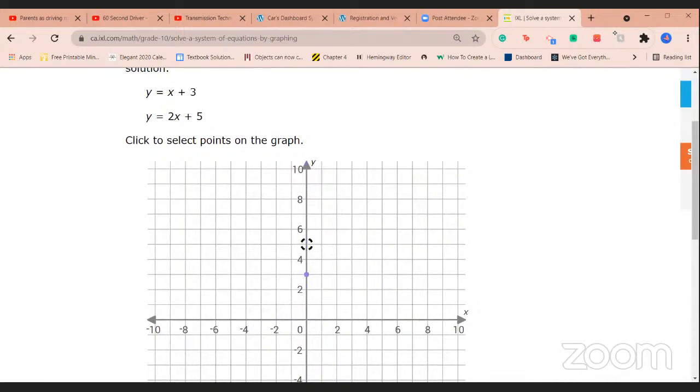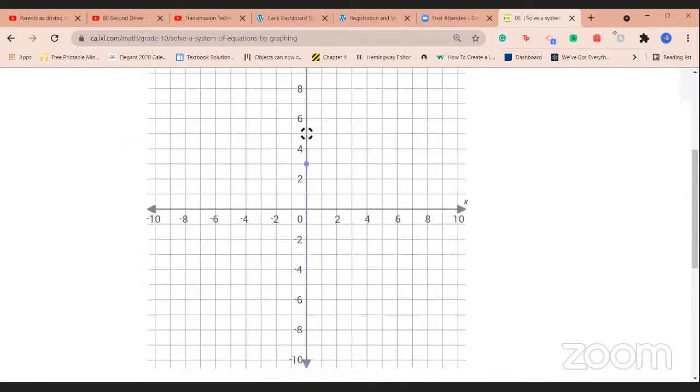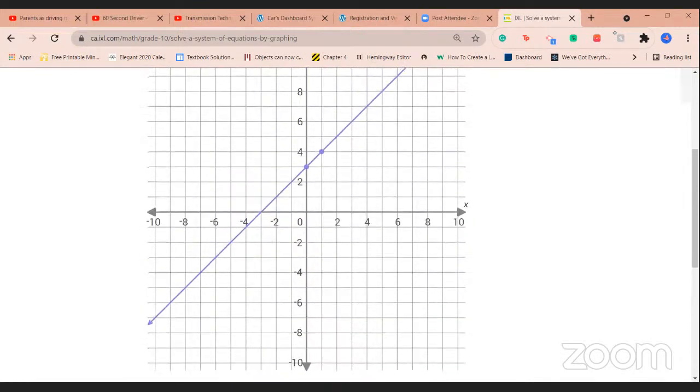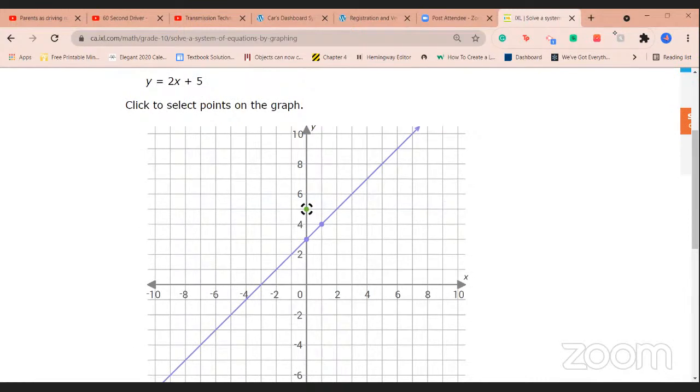So 0 and 5. Oops, how do you do this? Wait, I think I have to click on something. Yeah, I have to click the next button. So 0, 5.